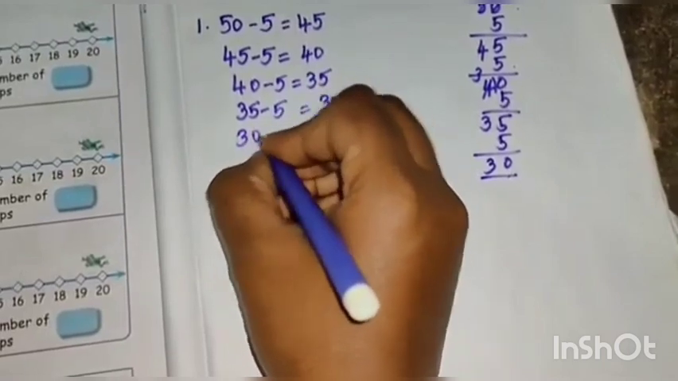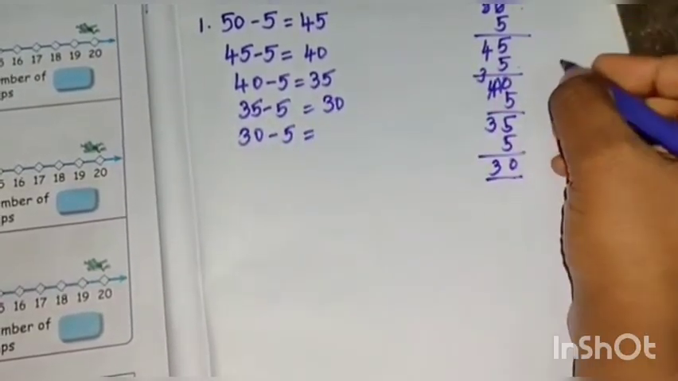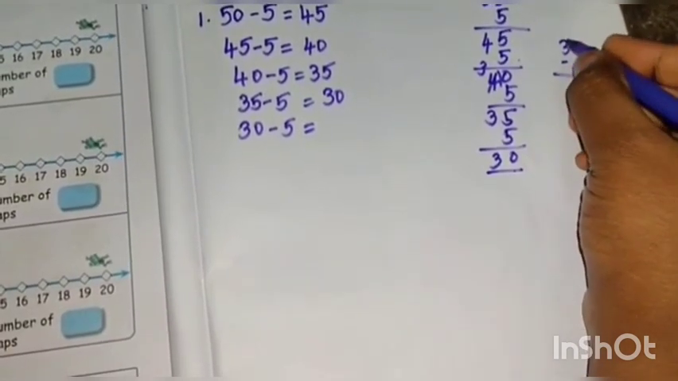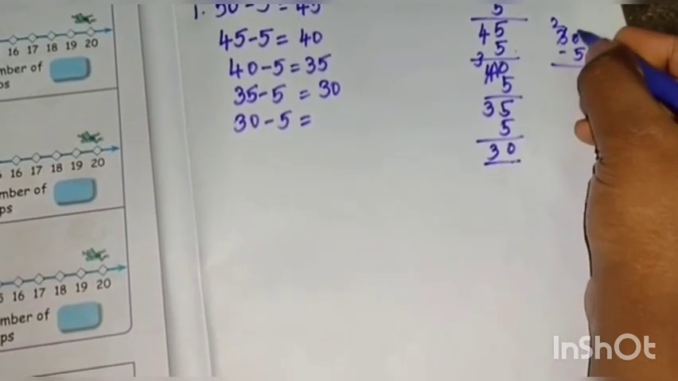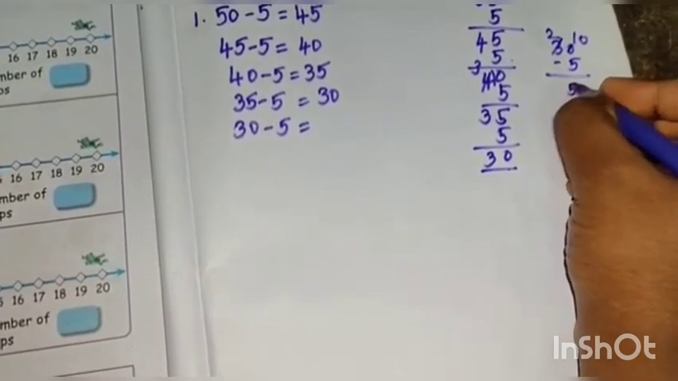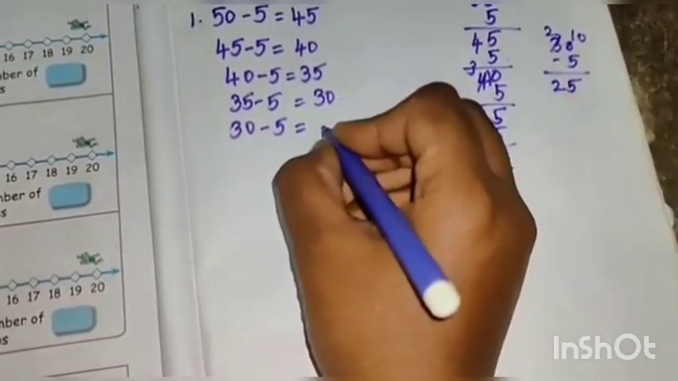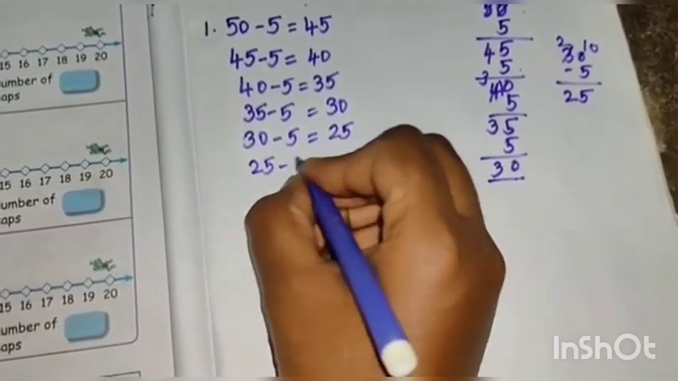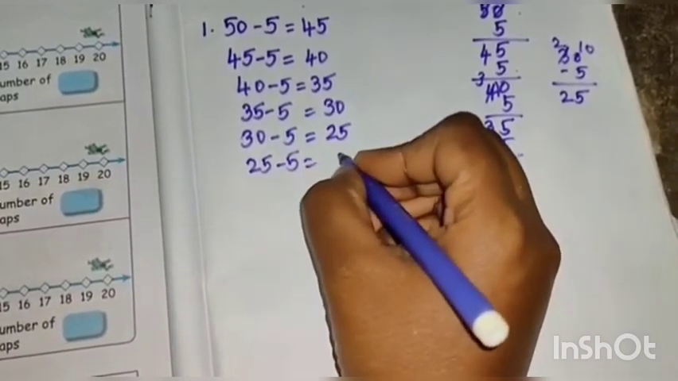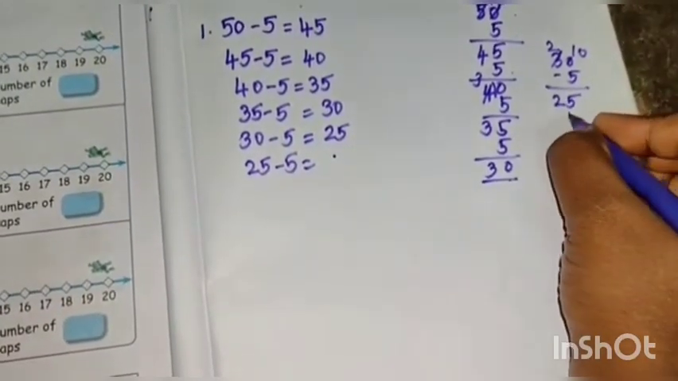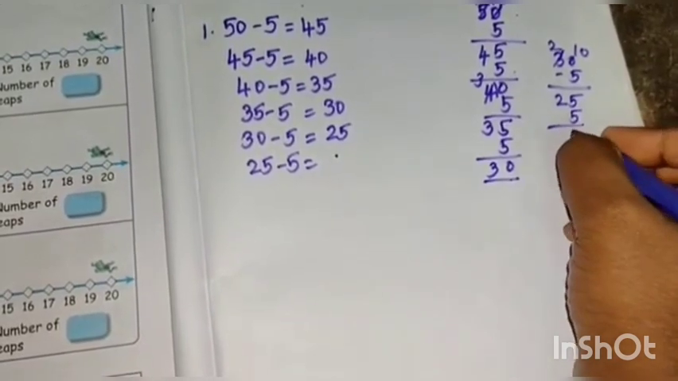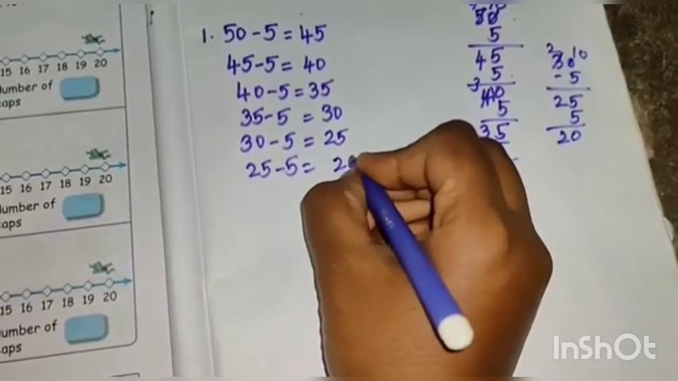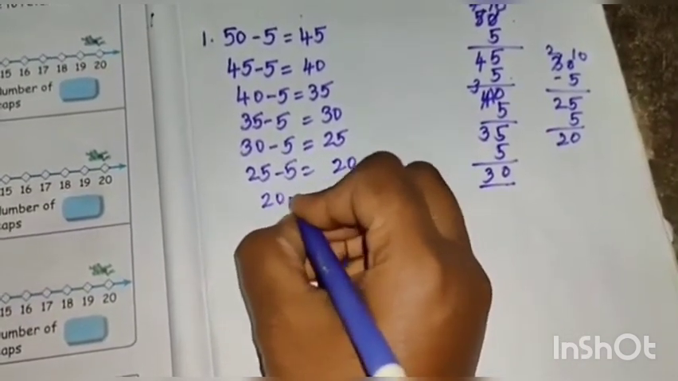Next, 30 minus 5. You should borrow because 0 is here. Borrow one number, that will be 10. The answer will be 25. 30 minus 5 is 25. 25 minus 5. Repeatedly you want to subtract 5 from 50 until you get 0. 25 minus 5 is 20.